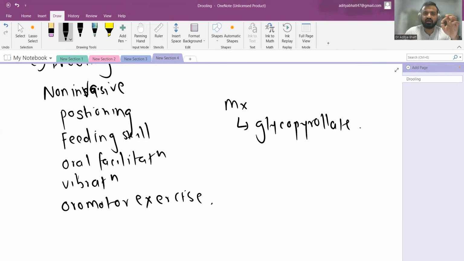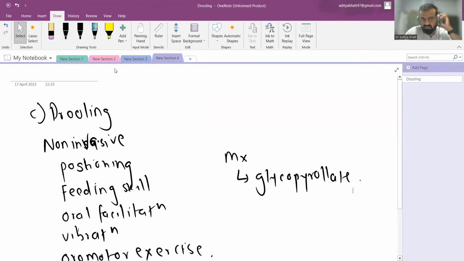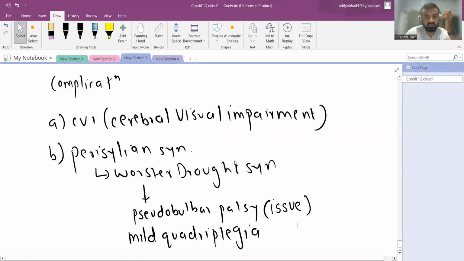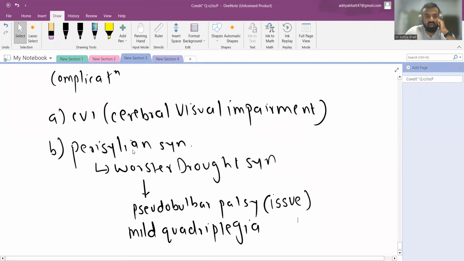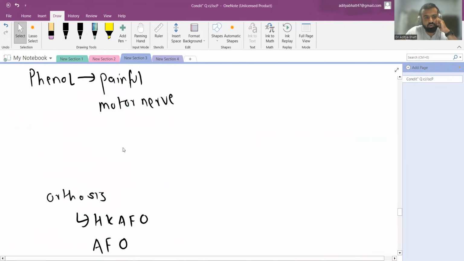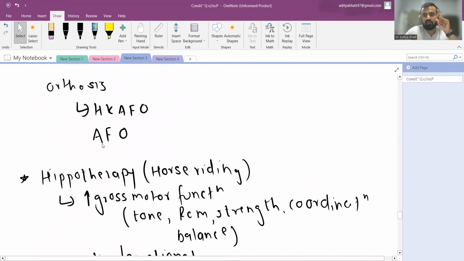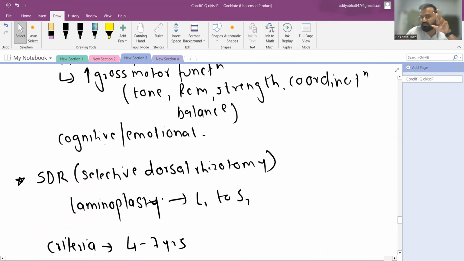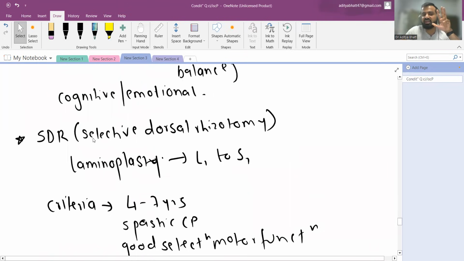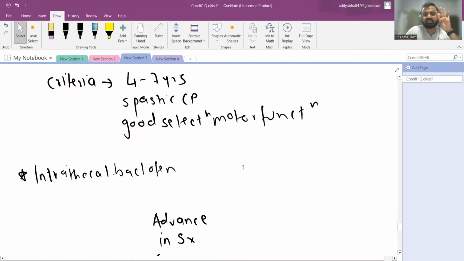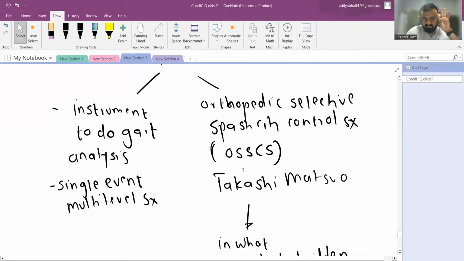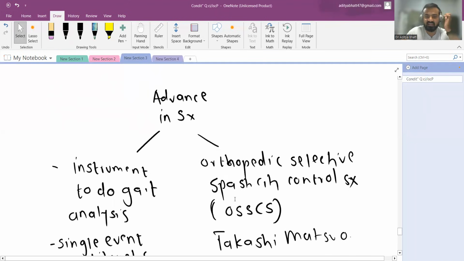So in recent advances, if they ask you what the recent advances in cerebral palsy are, you are expected to write about intrathecal baclofen. You are expected to write about hippotherapy. You are expected to write about selective dorsal rhizotomy. You are expected to write about these two surgeries. One is AI-based surgery and second is OSSCS. Just the names, just the initial detail, and I guess that's all for the recent advances.